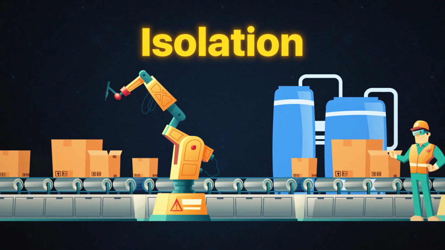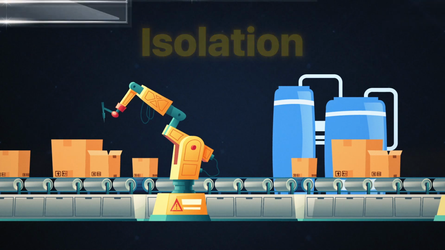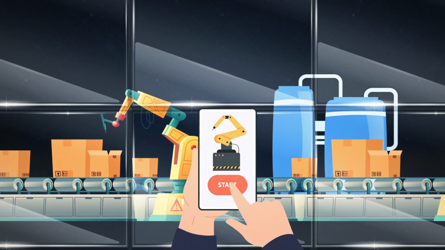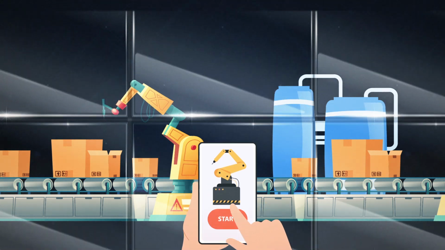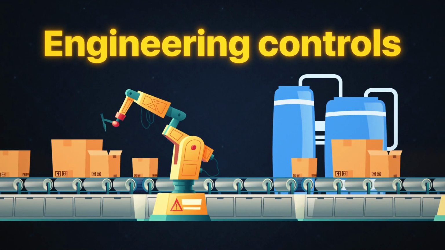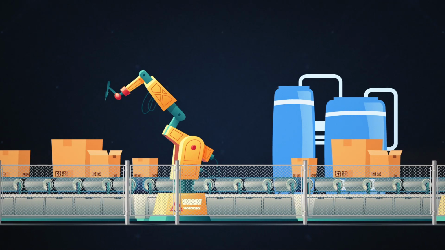Isolation. Physically separate people from the hazard. This could be done by placing barriers between workers and the hazard, or by using remote control systems. Engineering controls. Use equipment or changes to the work environment to reduce exposure to the hazard. For example, installing guards on machines.